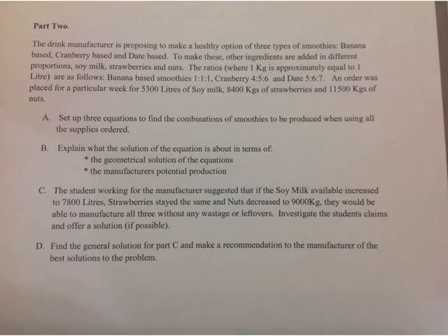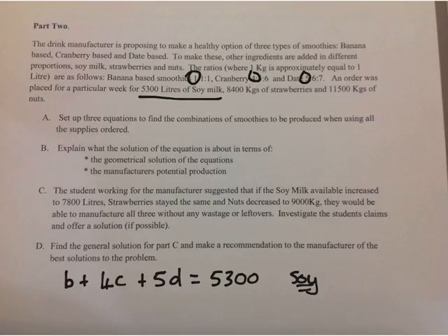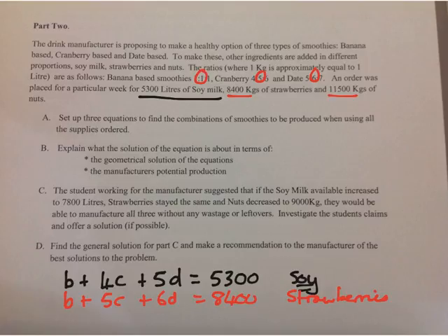For part 2 of the practice assessment, set up your three equations, taking the first of each to be your first variable, representing the soy milk. Then set up the next equation, which will be your strawberries. And your last equation will be the nuts value.